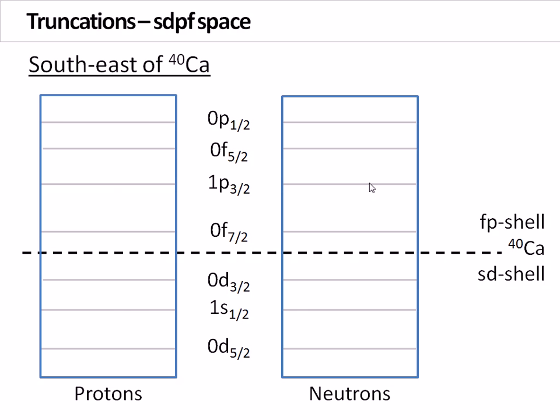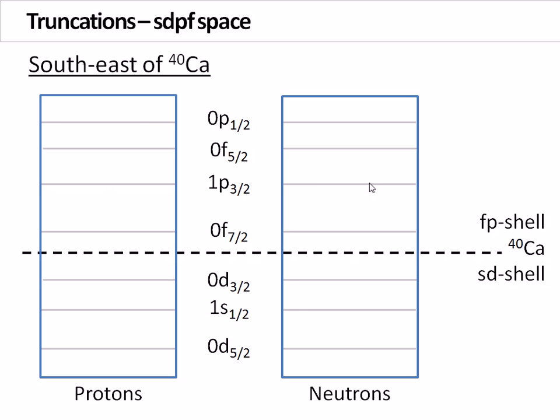Okay, so here's an idea of a sort of truncation that you might want to do. If we imagine an SDFP shell, we've got all the states in the SD shell and all the states in the PF shell. Doing a calculation that's full space wouldn't be possible. There'd just be too many partitions, too many ways of putting the nucleons in these states, too many ways of coupling them, and too big a matrix to diagonalize.